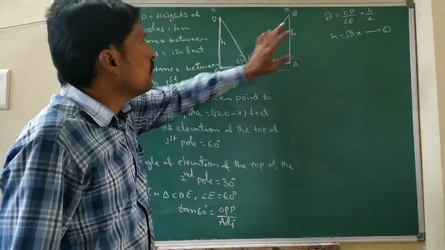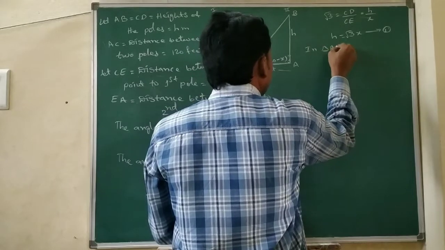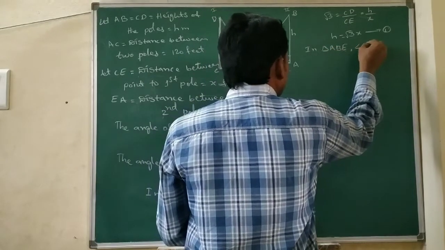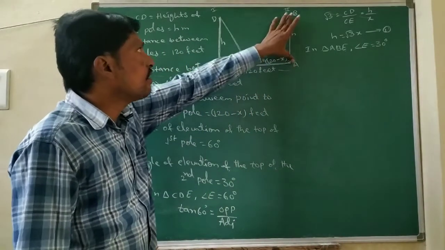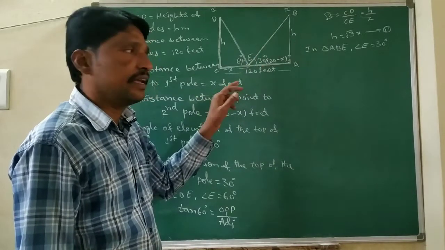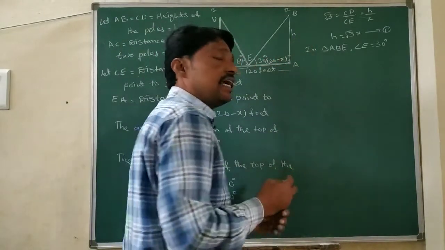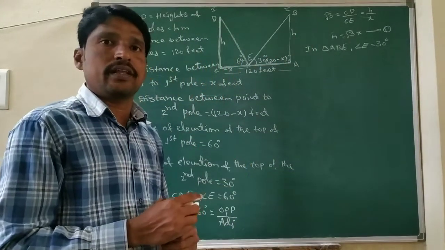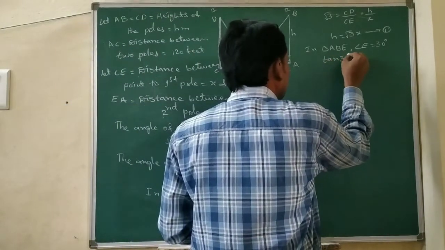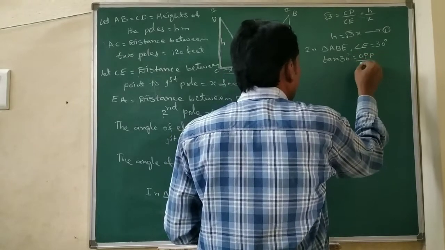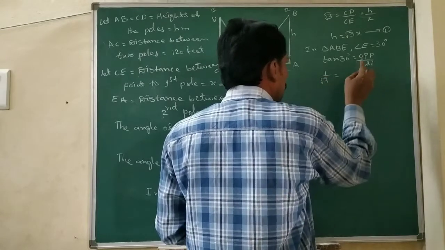Now we are taking the second triangle. In triangle ABE, angle E equals 30 degrees. AB is the side opposite to 30 degrees, and AE is the side adjacent to 30 degrees. Opposite and adjacent, what is the trigonometric ratio? That is tan. So tan 30 degrees equals opposite by adjacent.